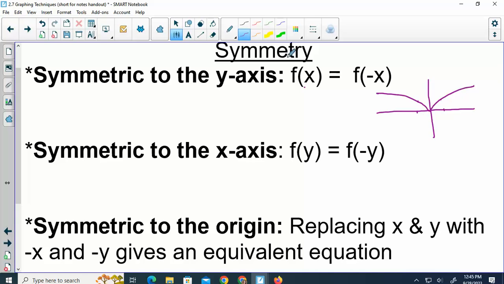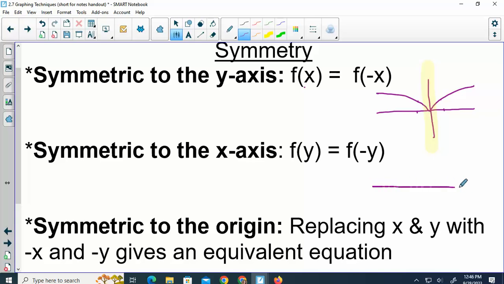If you think about that, if you fold this graph on the y-axis, do those two pieces overlap itself? If I were a better artist, the answer would be yes. Okay, so positive and negative x give us the exact same y value. That's symmetric to the y.